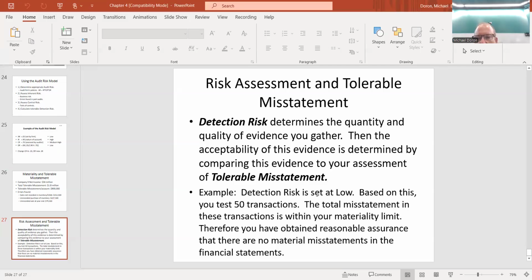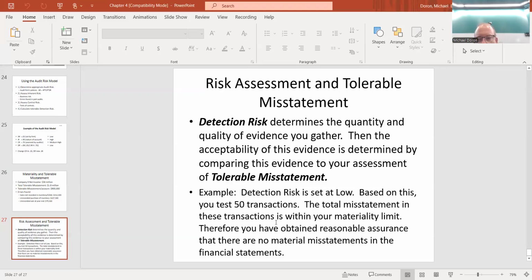For example, detection risk is set at low. What does that mean? Detection risk is set at low. Means that they have more work. That's right. Poor internal controls, more work for the auditor. So in this case, more work means you're going to look at 50 transactions, just to make an example. So you do a lot of work because detection risk is low, and a lot of work for this account means you look at 50 transactions.